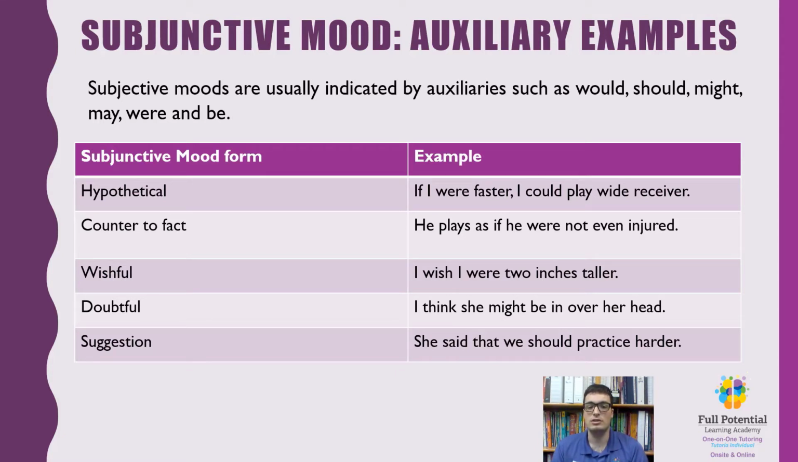There is doubtful, something that is probably not true. I think she might be in over her head. And finally, there is suggestions, which could be true if the subject in the sentence follows the suggestion or not. She said we should practice harder. These auxiliaries indicate the subjunctive mood because they are used to clarify things that could or could not be true. There are also a few other examples in indirect commands, but those don't necessarily count because those are also part of imperatives. By looking at these auxiliaries, we can understand subjunctive mood a bit better and understand why it's important in English.